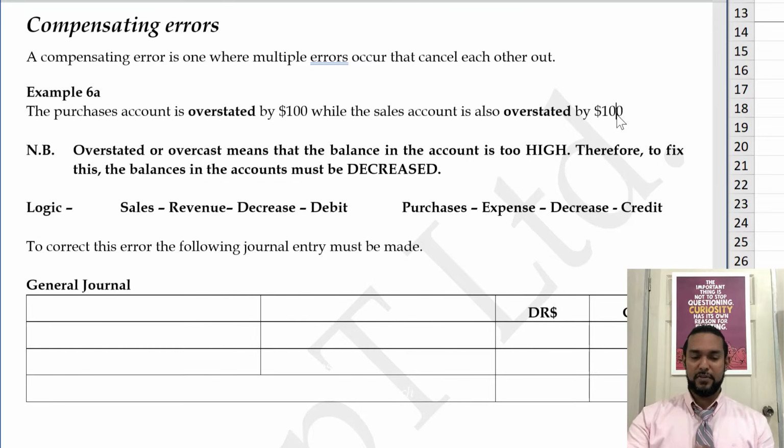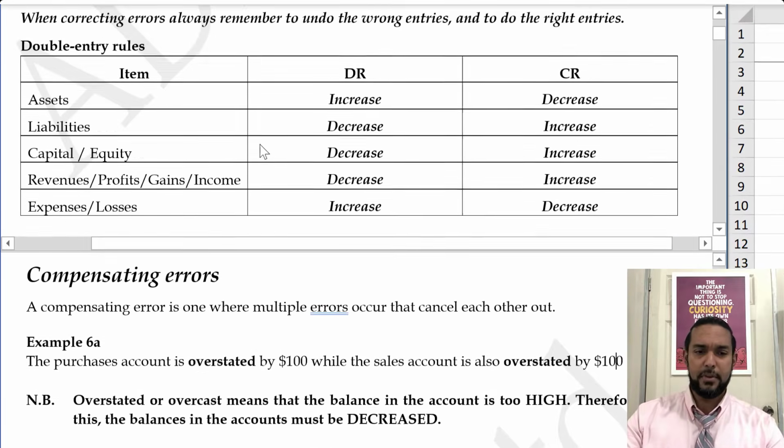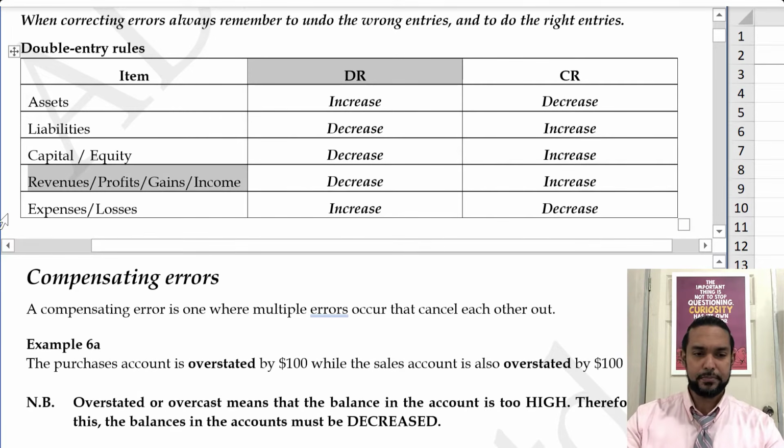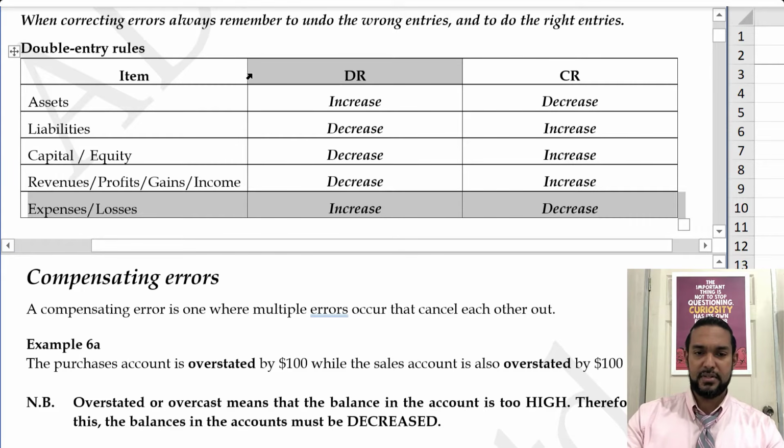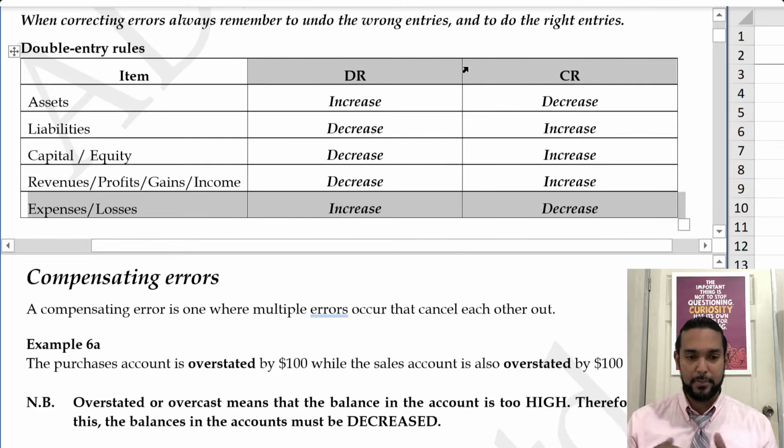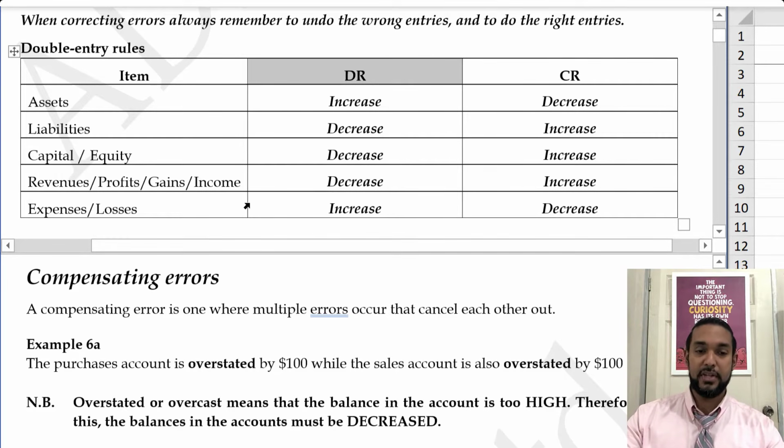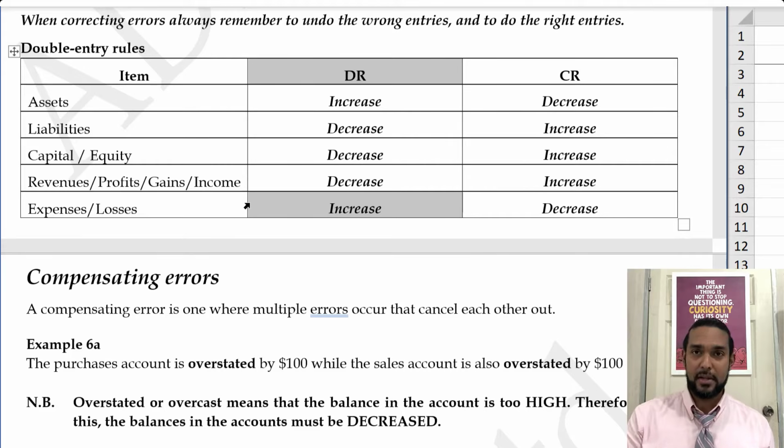Let's just remember, we're dealing with purchases and sales. If we go up to the double entry rules, purchases is an expense. Expenses are debited to be increased, and credited when you want to decrease the amount in the expense account. Now, the balance in the expense account is on the same side as when you enter increases. Actually, that's a rule for all accounts: all accounts will generally have a balance on the side where you record increases to that account. So the debit balance in this expense account is too high.